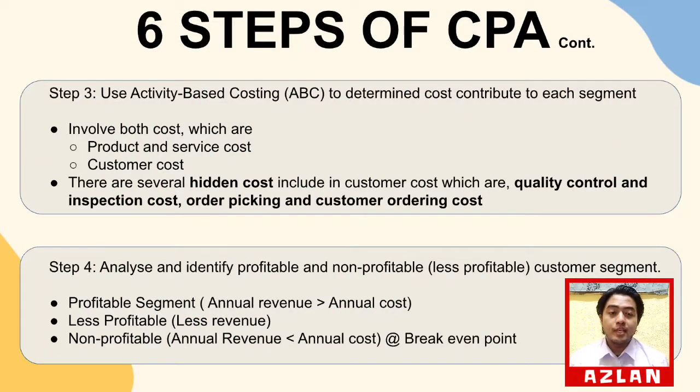Now we move to step 3, which is to determine and calculate the cost from each customer segment by using activity-based cost method. ABC method is used because it is an effective method to determine both product or service cost and customer cost.